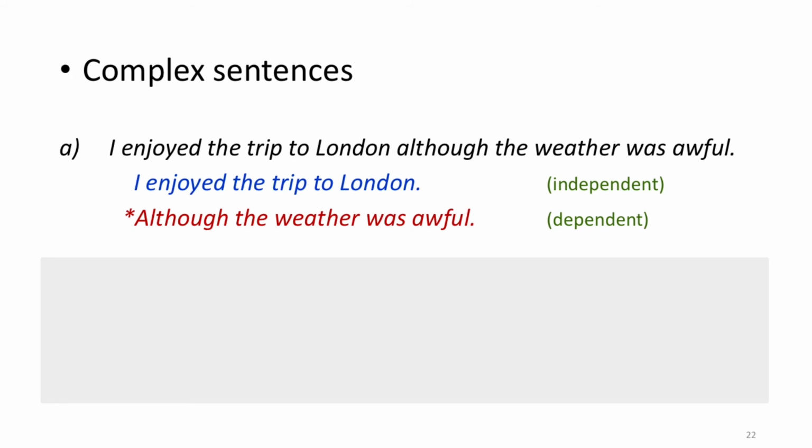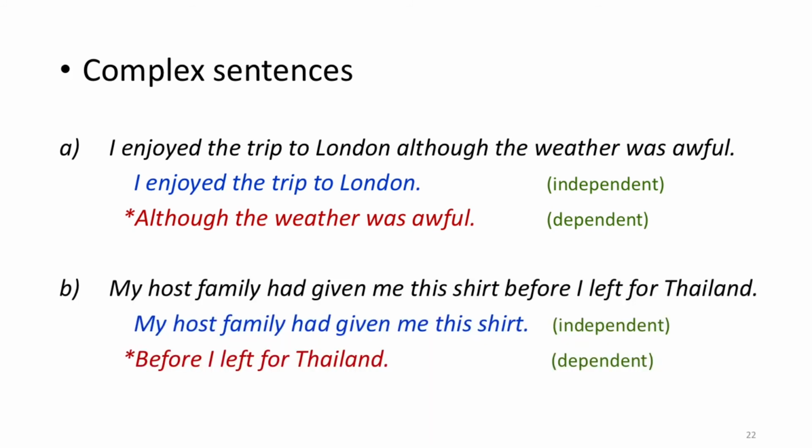So in the same way as sentence A, sentence B is also a complex sentence. In sentence B, the first clause, which is my host family had given me this shirt, is an independent clause. But the second clause, which is before I left for Thailand, is a dependent clause.